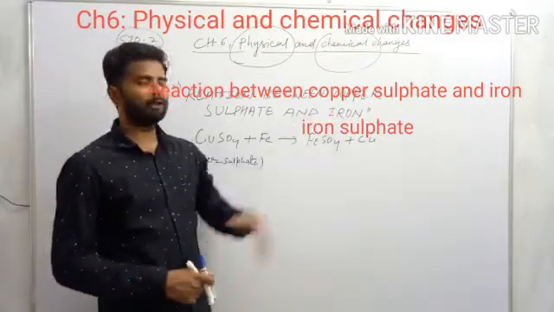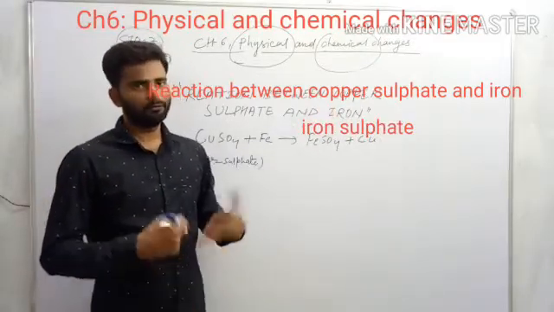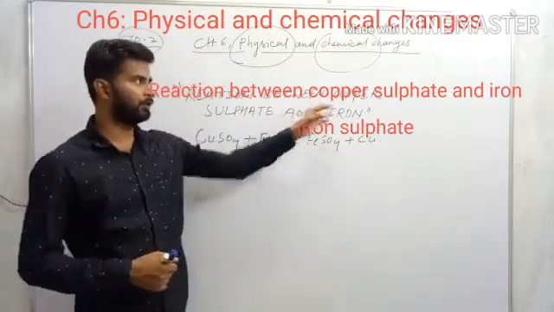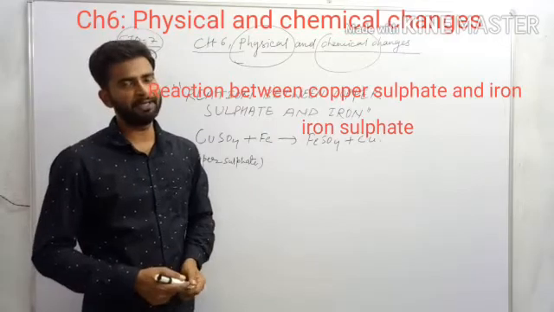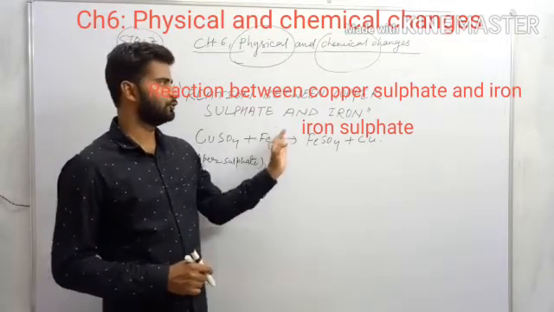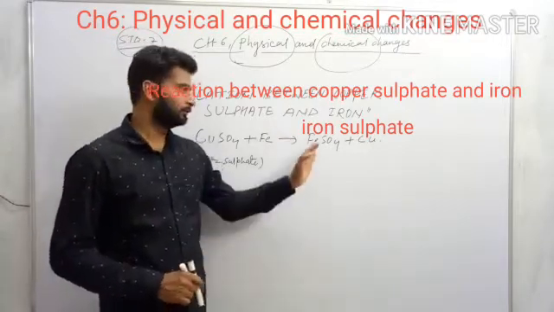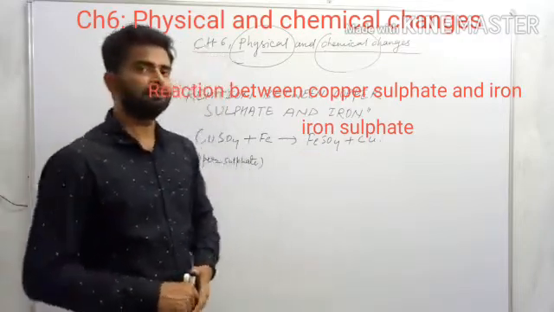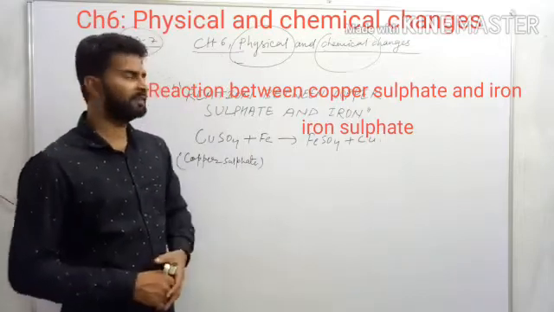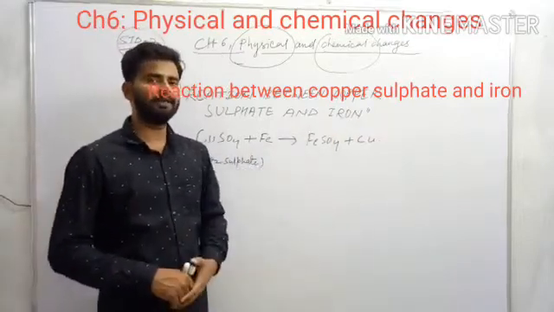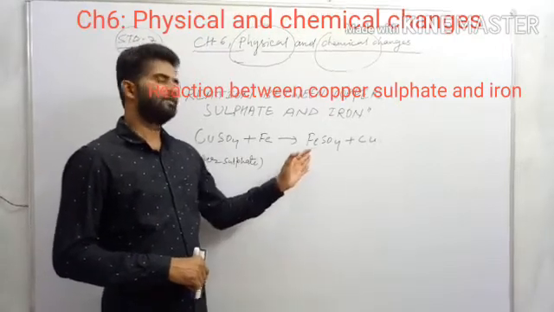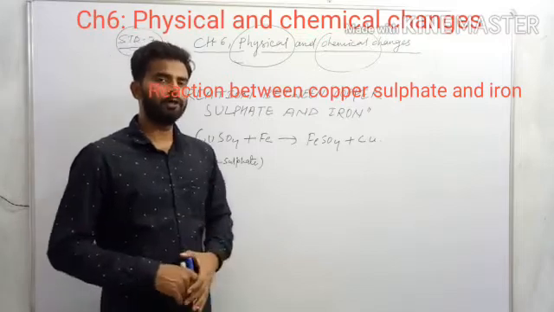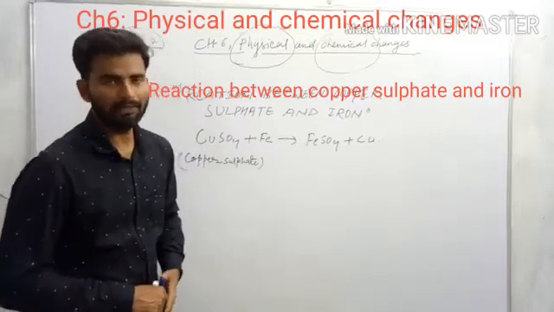When iron is dipped in the copper sulphate solution, the blue color of the copper sulphate will change into pale green. Why does this change? Because of the formation of iron sulphate. And what will happen additionally? On the surface of the iron nail or iron blade, a brown deposit of copper will form.